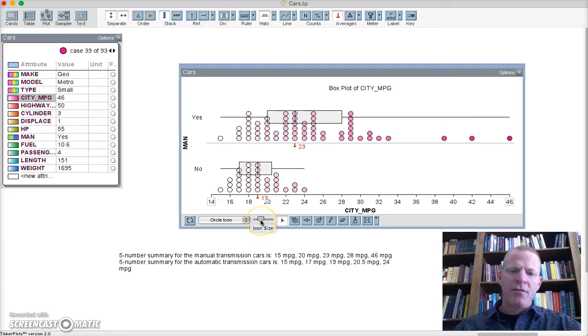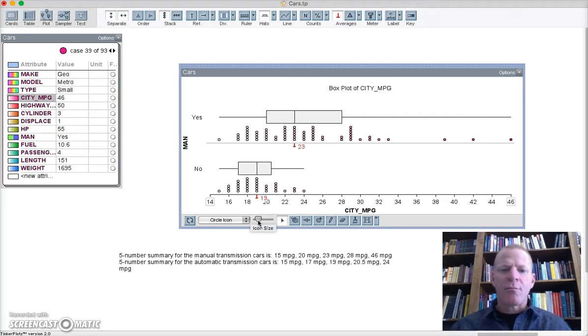Now, another thing it does for us is it provides a measure of the spread of the data. And the way we measure that is this distance from here to here. Also for this one, from here to here. That distance from Q1 to Q3 is called the interquartile range, or the IQR. You're going to see that in your book.